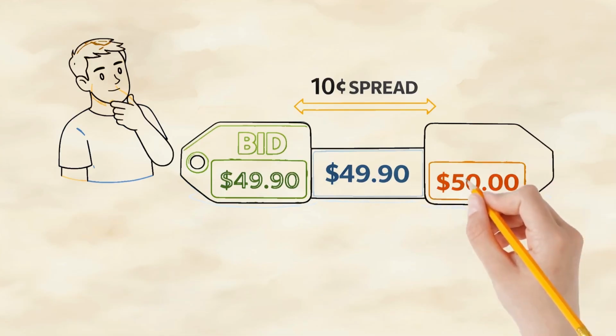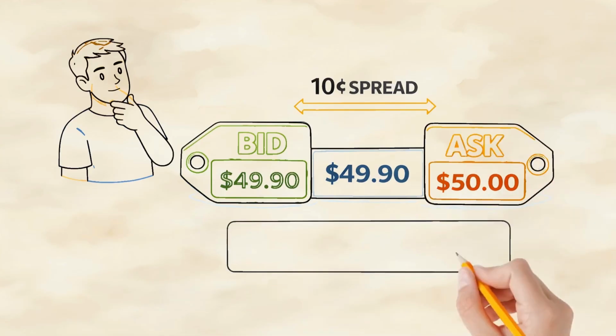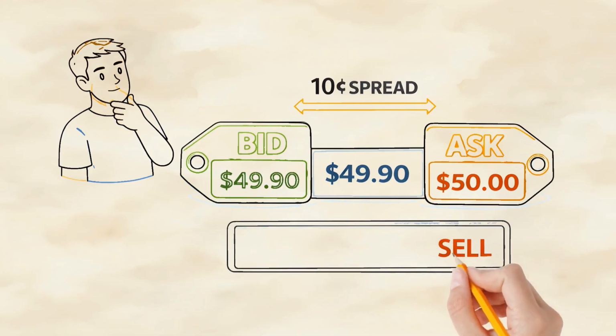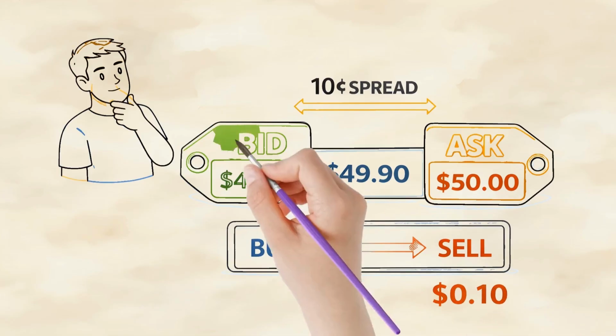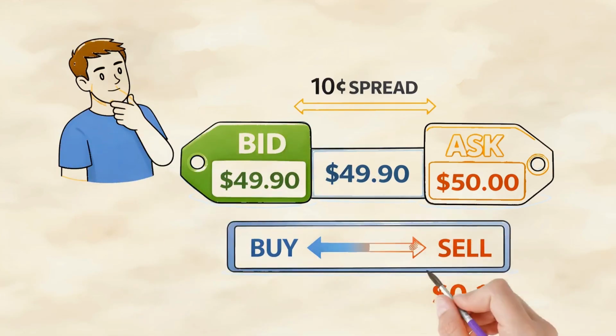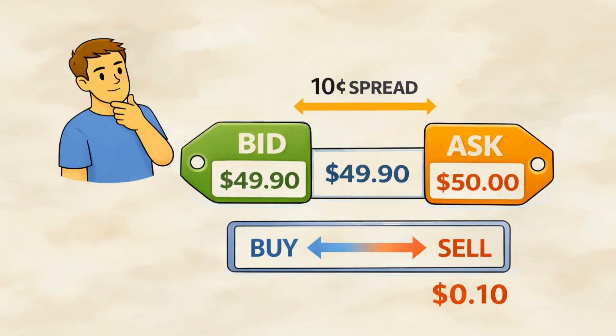Example, bid $49.90 and ask $50 is a 10-cent spread. Buy then immediately sell, and you're down about 10 cents per share before the market even moves. Common mistake, ignoring spreads on less popular investments where spreads can be bigger.